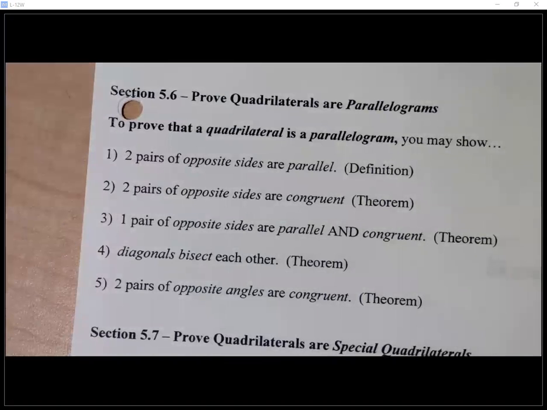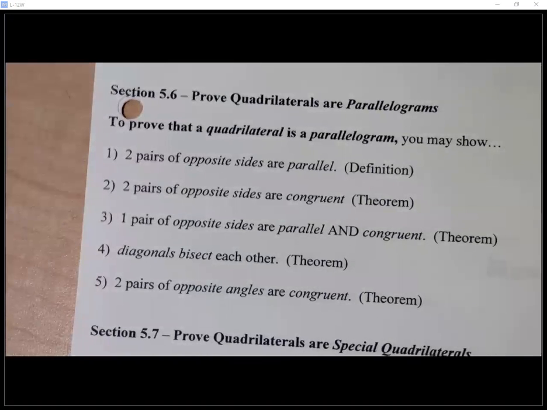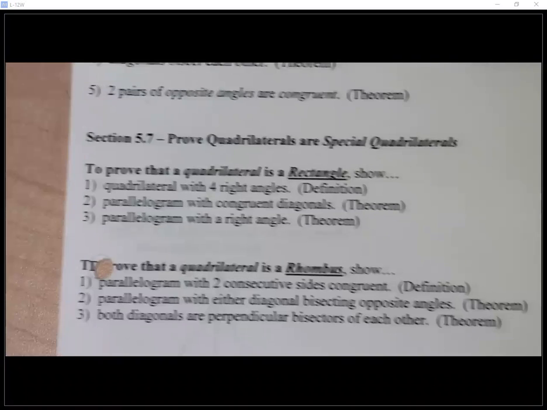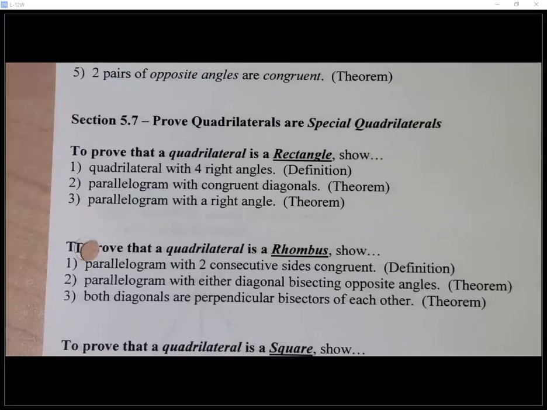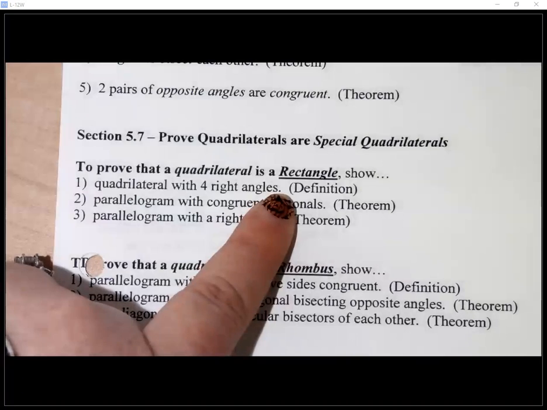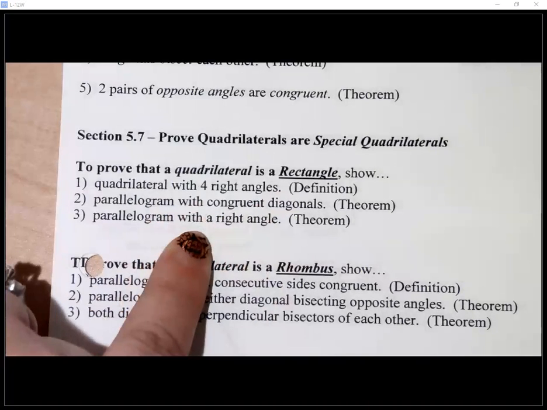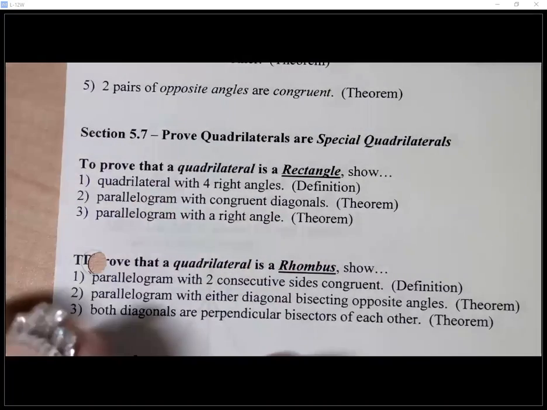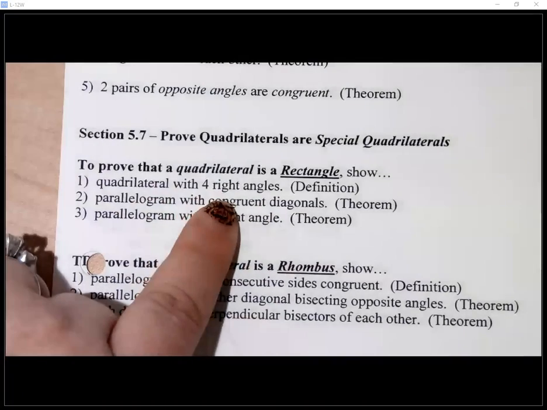So now let's look at, well, what if I wanted to go further? If I wanted to show that something is a rectangle or a rhombus or a square or what have you. If I want to show that I have a rectangle, I can do one of these 3 things. You don't have to do all 3. These are just your 3 options. You can show me that it's a quadrilateral that has 4 right angles. So if you can show that all 4 angles are right angles, it's got to be a rectangle.